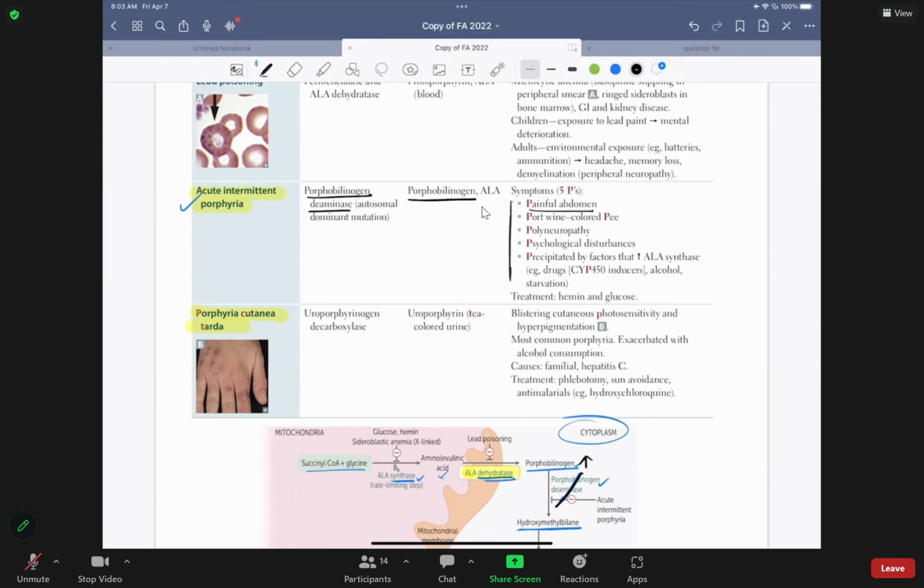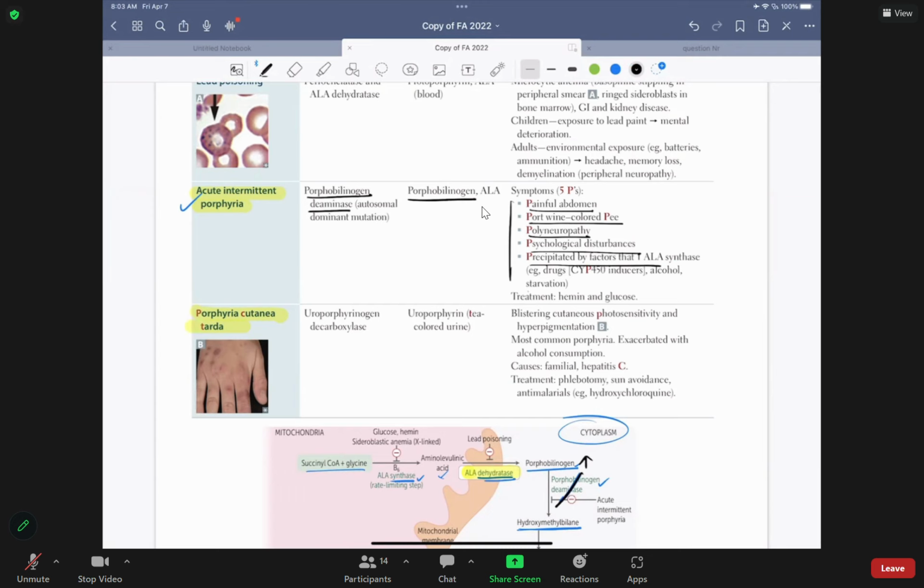Look at the symptoms. Painful abdomen, port wine colored urine, polyneuropathy, psychological disturbances, and precipitated by some factors. All these symptoms, you're not going to miss it. I'll show you a question. You will pick it when you see it. So that's acute intermittent porphyria, folks, okay? Now, nobody will miss this question. You guys will get it because it's easy.